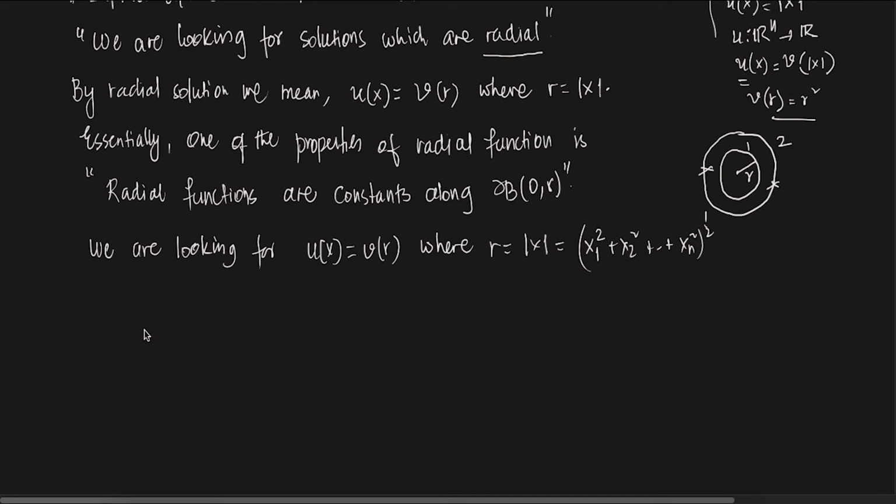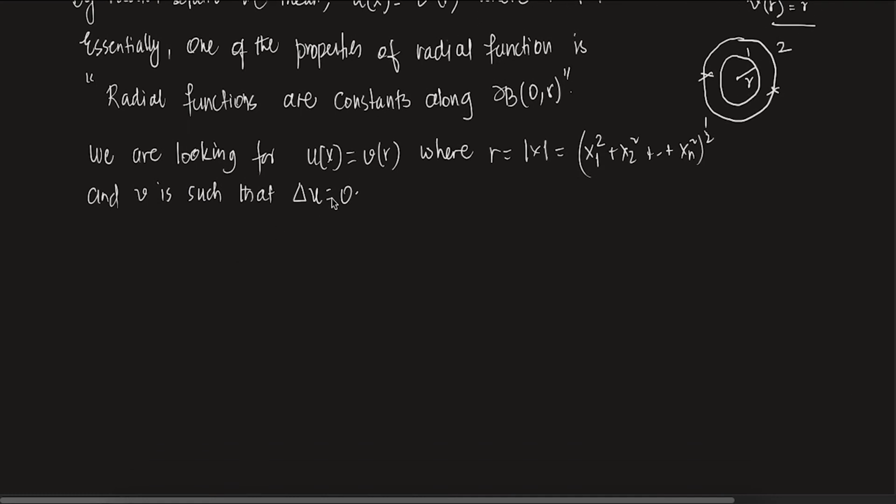And of course we choose v such that the Laplacian of u equals 0. Essentially we are assuming that u is a solution of the Laplace equation, and since u of x equals v of r, we choose v such that this will happen. So let's write this equation. See, this equation is in terms of u. Let's write it in terms of v and see what happens.